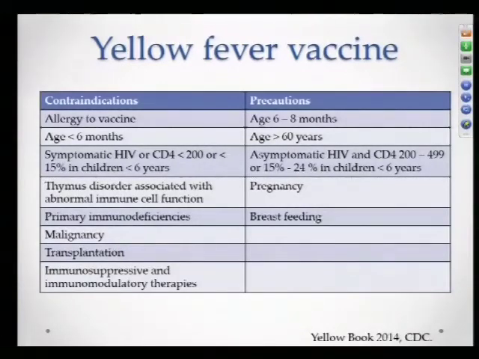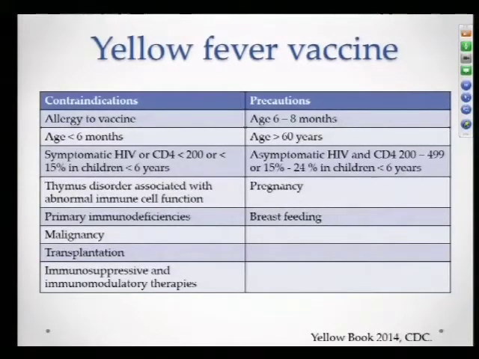If you take a rough estimate of patients these days with HIV who follow with their clinicians, I think most of them are in the 300, 400 range. So HIV by itself is not an absolute contraindication. The advanced stage of HIV disease, which is what this states, is probably a contraindication. Age less than 6 months, an allergy to vaccine. The rest are all precautions, but not a contraindication.